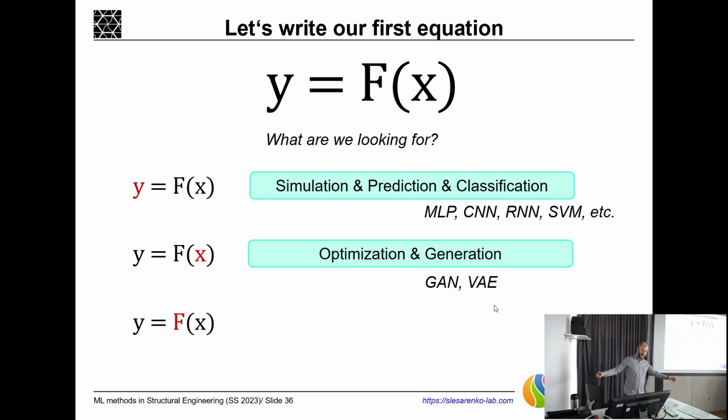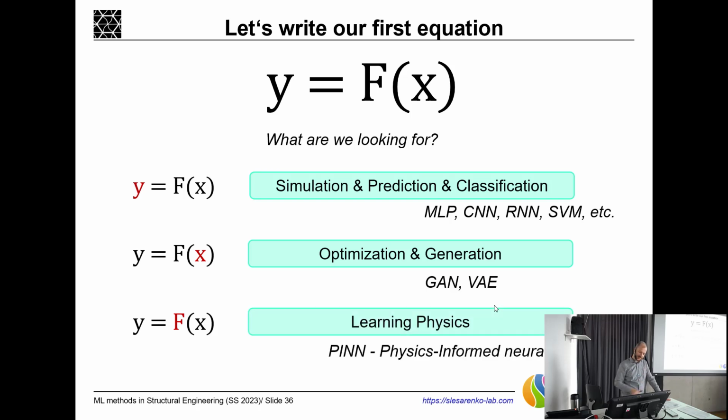Finally, we can look for the function f. What would you call this problem? Modeling is more like y equal to, like the first example. Curve fitting. Yes, kind of. It's a valid guess. But my intention was to say that it's learning physics. Because that's exactly what's happening in the physics-informed neural networks that I promoted already. Your model tries to understand the physics of the process.